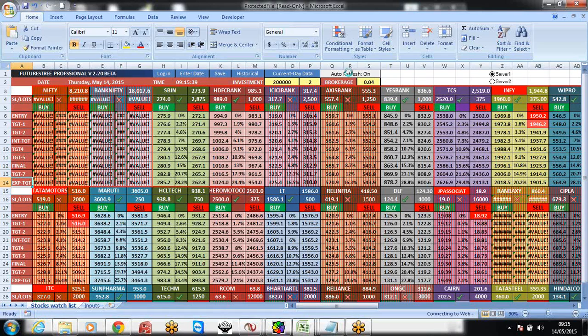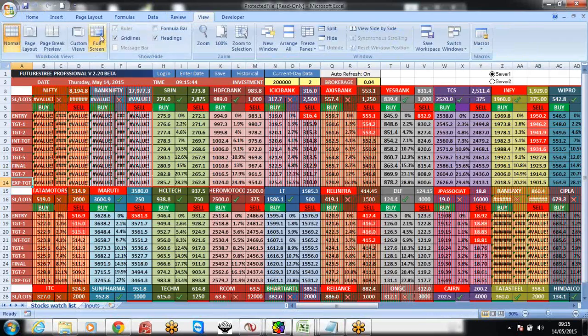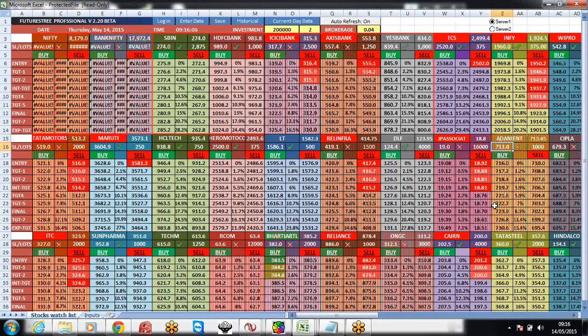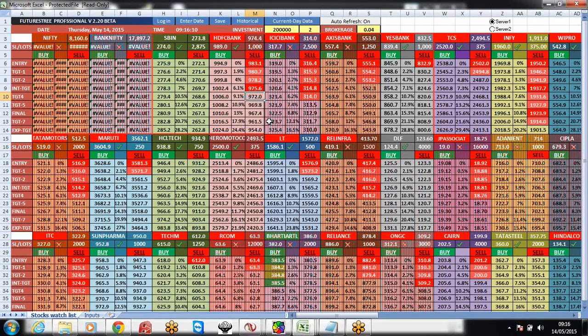So now that is done. I just click on the auto refresh on button, and then we get the prices for the scripts. And you can see that for some scripts, you have this X symbol in red. That means that particular script is not ready for trading still. But you can see the market has already fallen. So we'll have to just wait for some time.